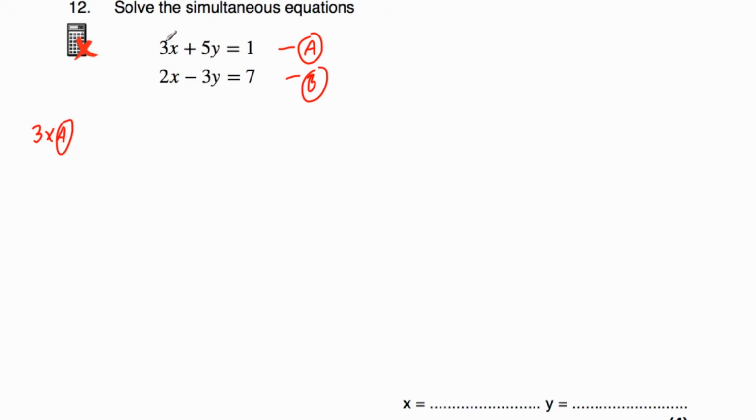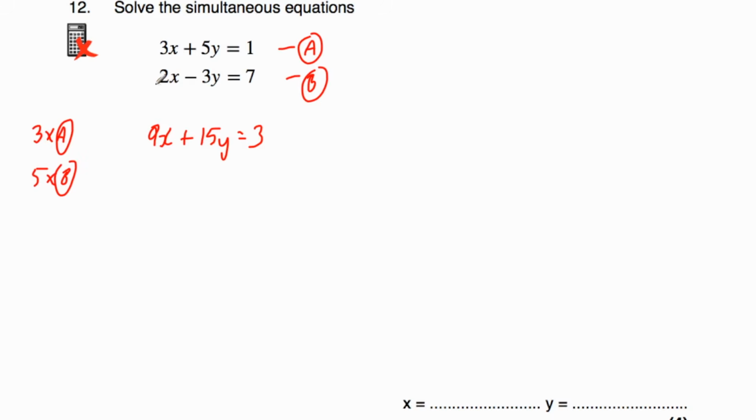So 3 times this equation, 3 times 3x would be 9x. 3 times 5y would be plus 15y, and that is equal to 3 times 1 is equal to 3. So that's equation A multiplied by 3, so that's 9x plus 15y equals 3. And then if we multiply equation B, which is 2x minus 3y equals 7 by 5, then that should then give us minus 15y, so let's do 5 times B.